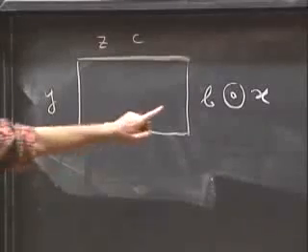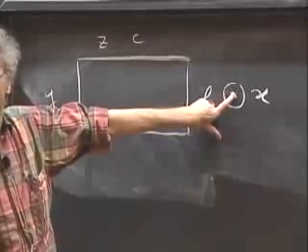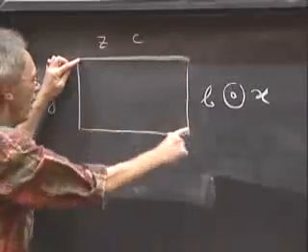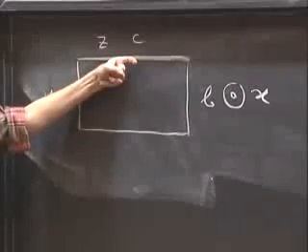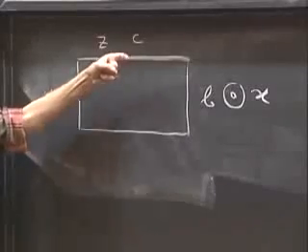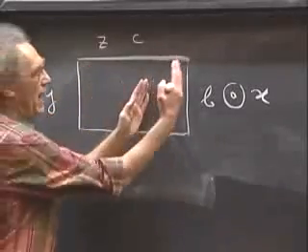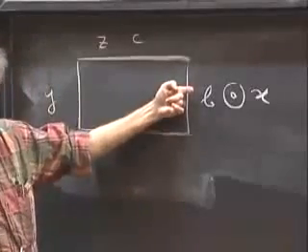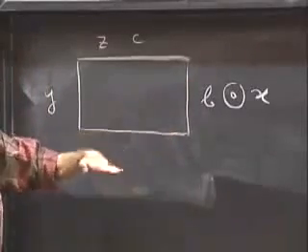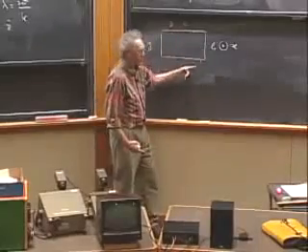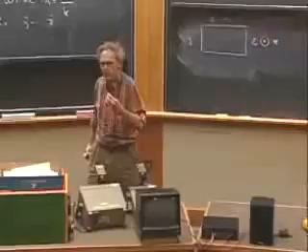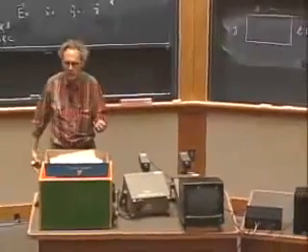That means that the component of the E vector in the X direction must be 0 everywhere. It must be 0 here because this is a plane, and there cannot be any tangential component in that plane. But this is also a plane, and there cannot be any tangential component in that plane. And this is also a plane, and there cannot be any tangential component here. So everywhere here the E vector in the X direction must be 0.